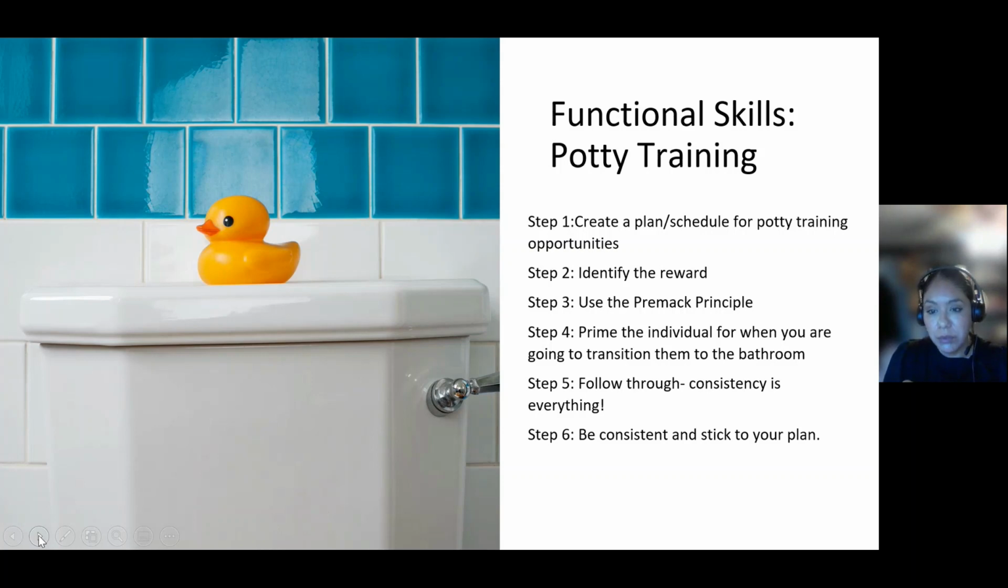From there, we might use the Premack principle. Let's say you've decided that we're going to the bathroom every 45 minutes or every hour, and we're going to stick to that. We've identified the reward that we're going to give the child when they void in the restroom, something they really love and that is very motivating. So we might say something like, first go potty in the toilet, then you get your gummies, then you get this particular YouTube video. And we want to make sure that we are priming the individual when we're going to transition into that activity.